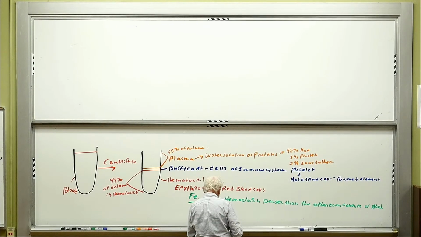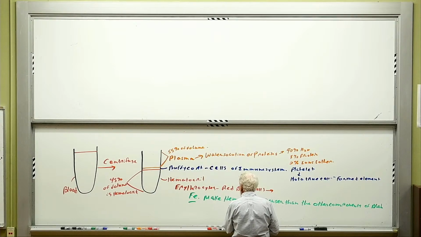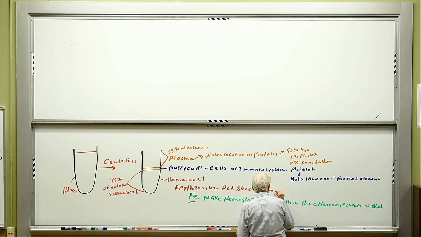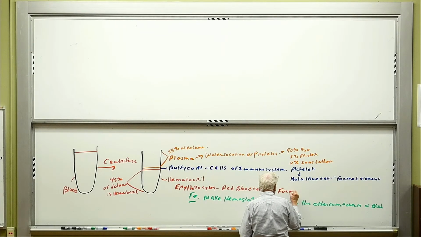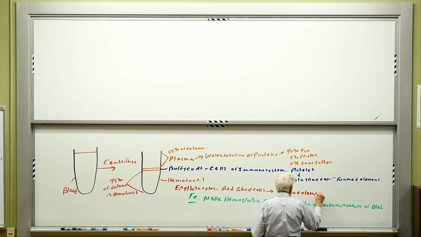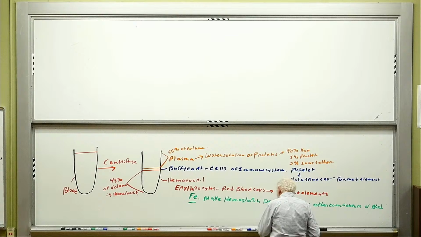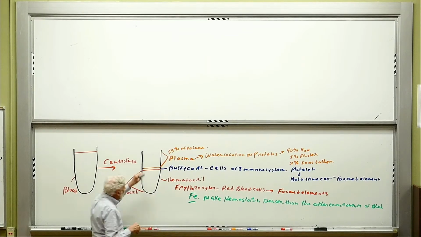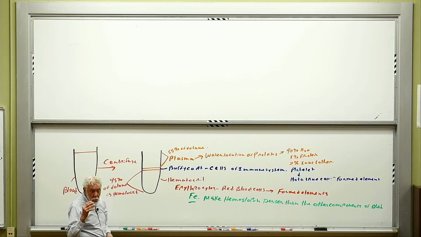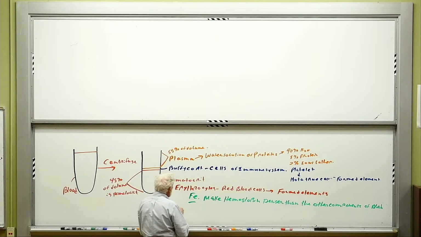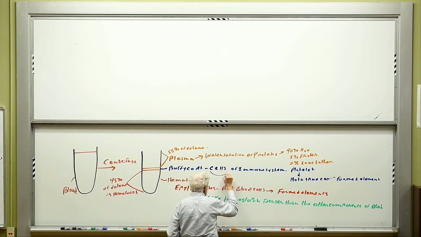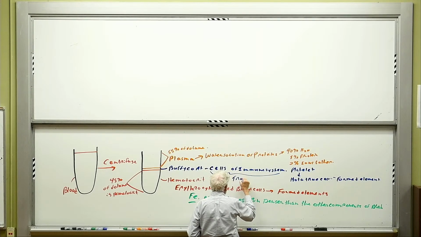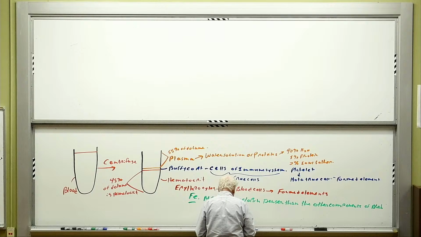Also, because erythrocytes lack nuclei and mitochondria, these are also formed elements. The only components of the blood that are true cells, proper cells, that have all the cell machinery you'd associate with a cell, are the cells of immunity. These are, in fact, true cells. And we'll list these here in a little bit.